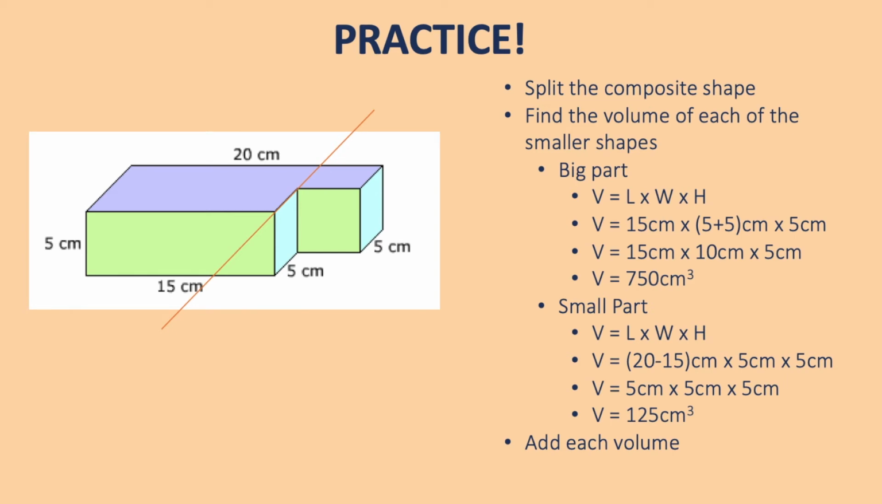Another thing: when you're doing volumes, your label is always going to be in cubed units because the units are being multiplied by themselves 3 times. So the last step is to add the volumes. And when you add 750 plus 125, you get a total of 875 centimeters cubed.